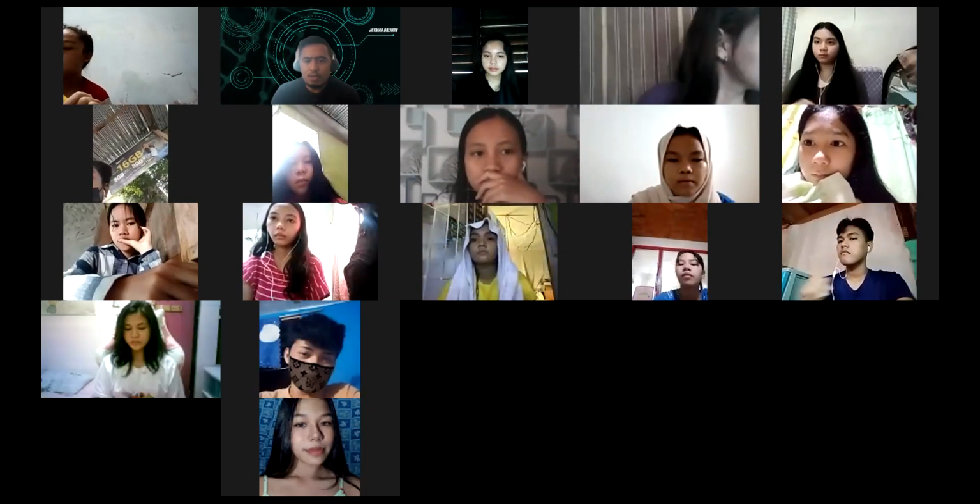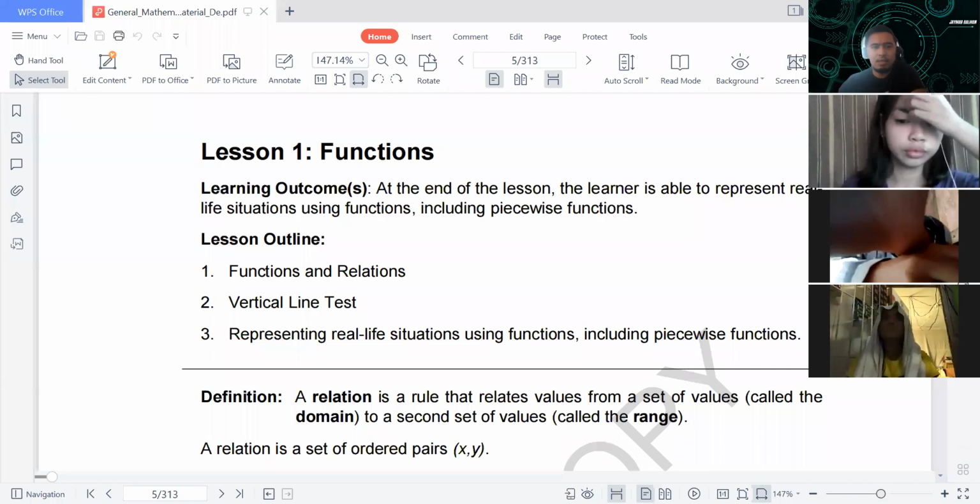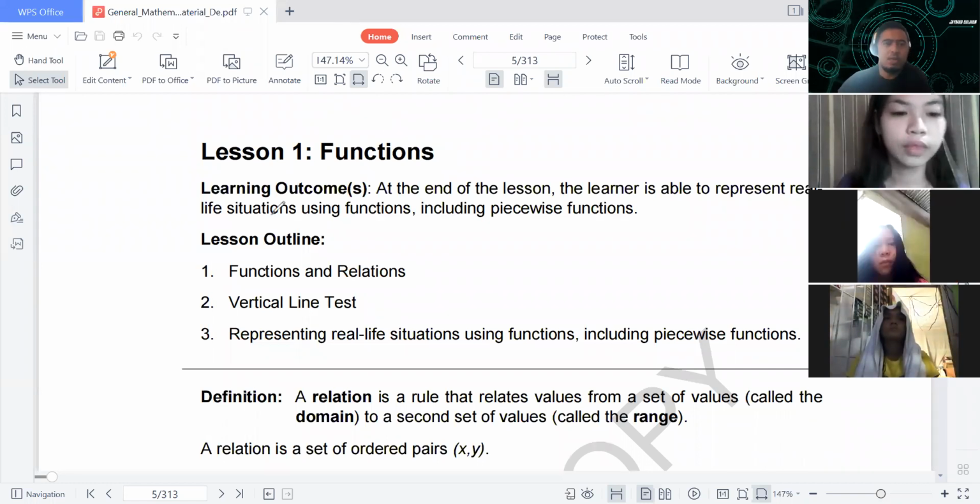Okay, let me share my screen. Can you tell me if you can see my screen? Makita sa tanan? Makita? Yes, sir. Good.